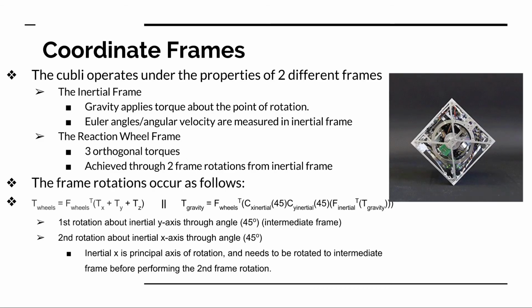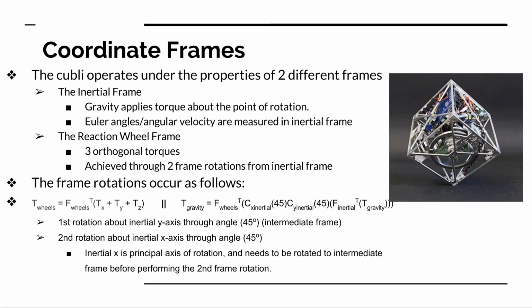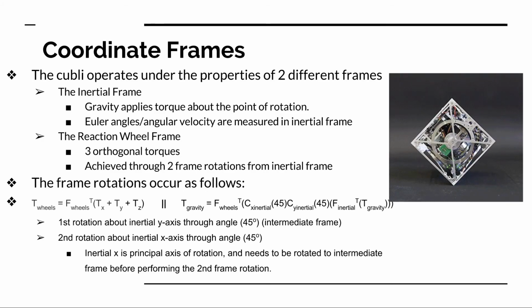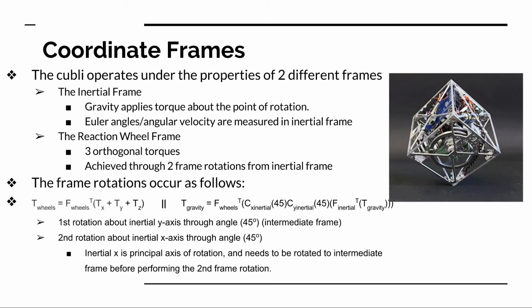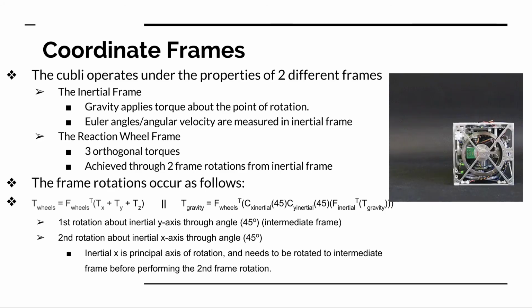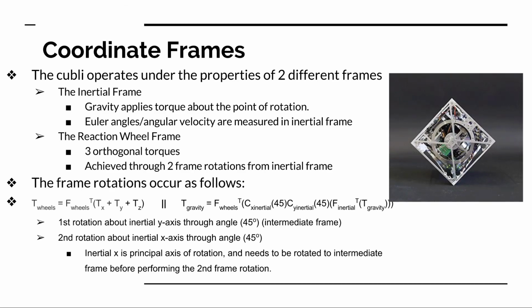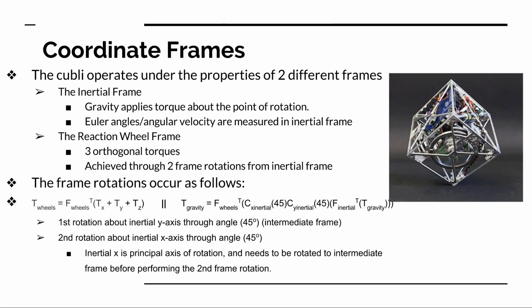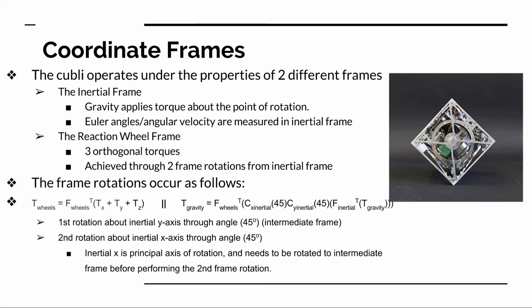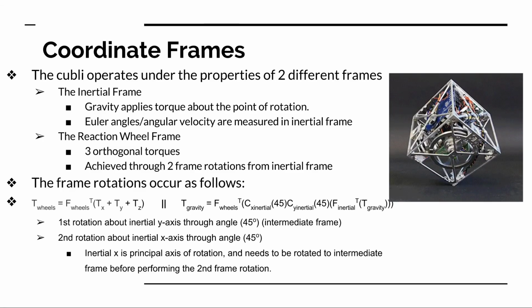First, the wheel frame is aligned with the inertial frame, and then undergoes a rotation about the inertial y-axis through an angle of 45 degrees. After arriving at this intermediate frame, the Cubli undergoes another rotation about the inertial x-axis. Keep in mind, the principal axis of the second rotation, the inertial x-axis, needs to be rotated to the intermediate frame, as the x-axis of the intermediate frame is not in line with the x-axis of the inertial frame.